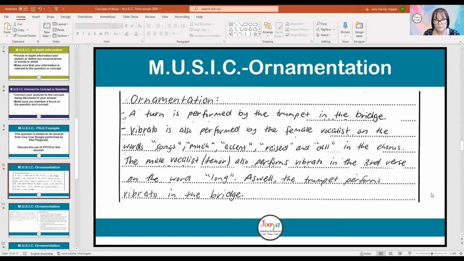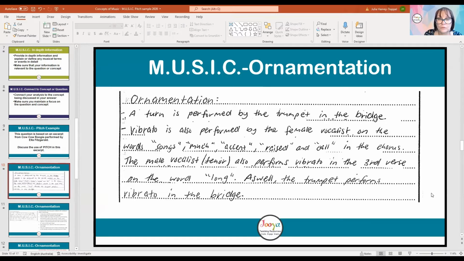So here's an example. Ornamentation: a turn is performed by the trumpet in the bridge. Vibrato is also performed by the female vocalist on the words songs, much, accent, raised, and call in the chorus. And the male vocalist, in brackets tenor, also performs vibrato in the third verse on the word long. As well, the trumpet performs vibrato in the bridge.